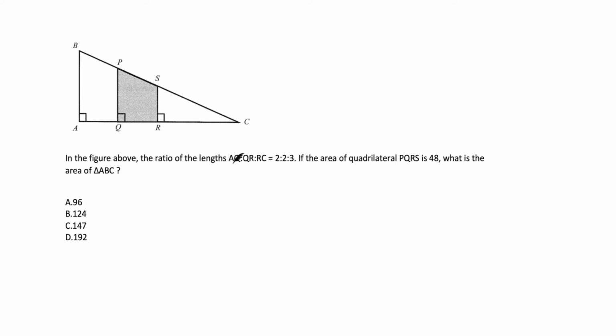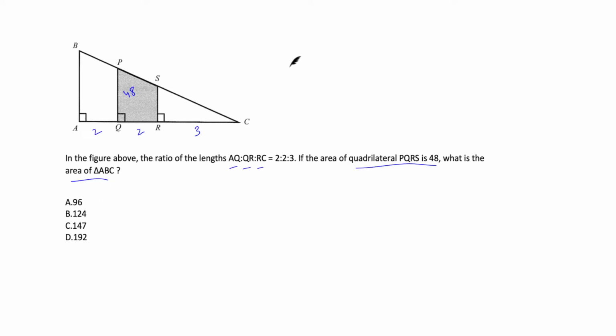In the figure above, the ratio of the lengths AQ ratio QR ratio RC is 2:2:3. So AQ is 2, QR is 2 and RC is 3. If the area of quadrilateral PQRS, this shaded region, is 48, what is the area of triangle ABC? So our target answer is to find the area of this bigger triangle.